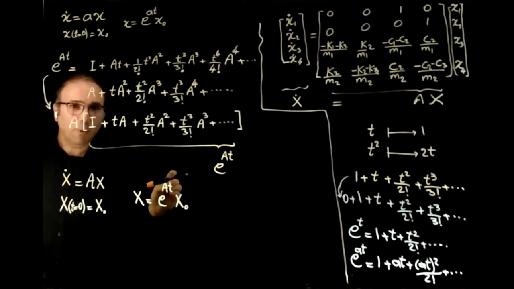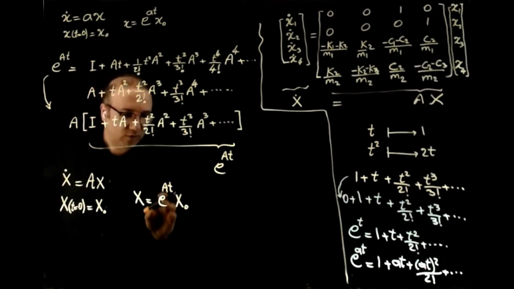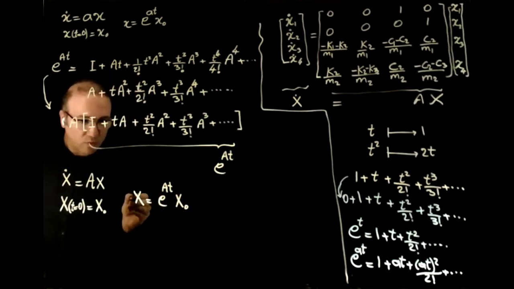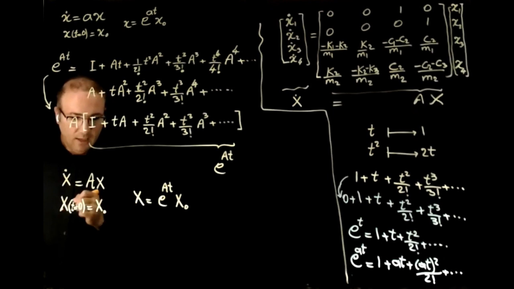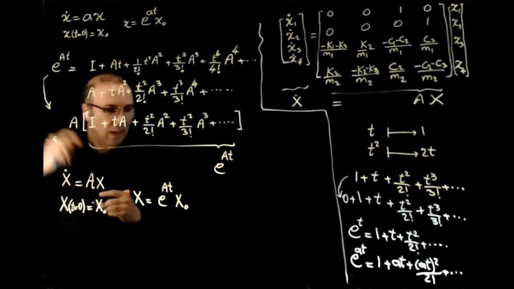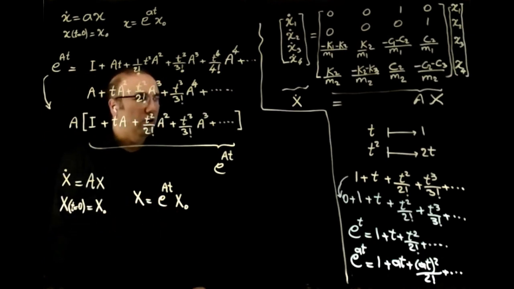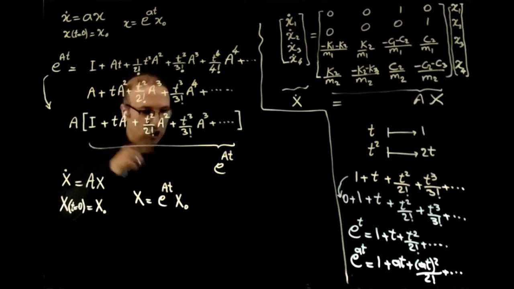So in fact, e to the power of 0, this time, wouldn't be 1, it is the I matrix, where I plays the role of 1 in matrices, right? So it would be I times x0, which is 0. So this would satisfy both conditions, the differential equation and the boundary condition. Now, how can we calculate e to the power of AT? Again, we can go back to the definition.